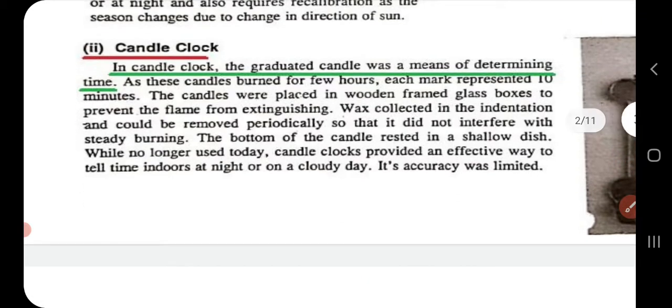Depending upon how long the candle melts, the time is determined, but the accuracy was limited. That is, it was inaccurate, so this candle clock was ruled out. It was mainly used to tell time indoors, especially at night or on cloudy days, because at night and on cloudy days we can't use a sundial. So at that time we would be using this candle clock. However, the accuracy of the time measured by the candle clock was very limited, and so it was no longer used even in the early days. So the use of this candle clock was ruled out.